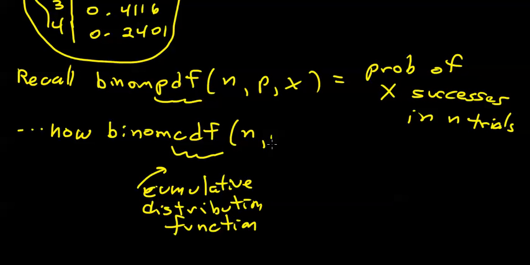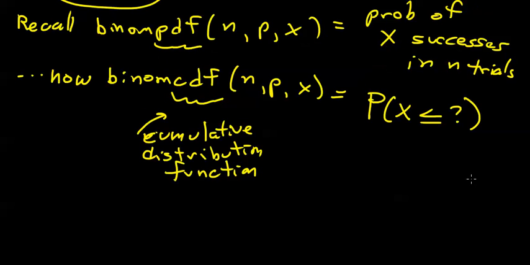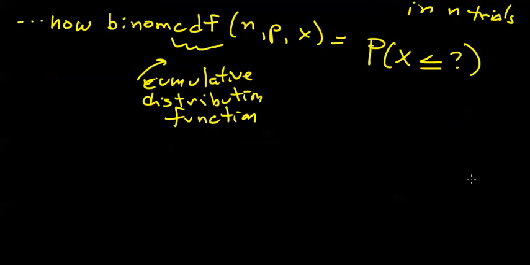The syntax is the same, but the result is very different. The C, the cumulative, the C in CDF means that you're just adding up all the cases of the given X value that you enter and below. So this is really the probability that X is less than or equal to whatever value you plug in. So it adds up the X case and all cases below as well. Let me give you a simple example of this.